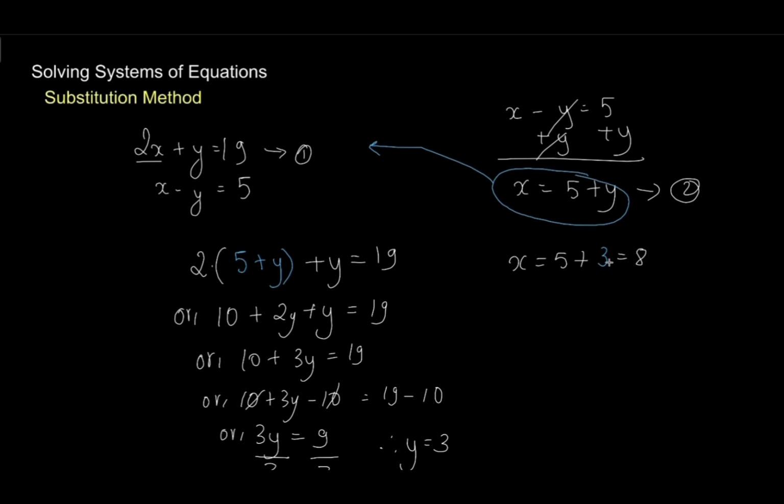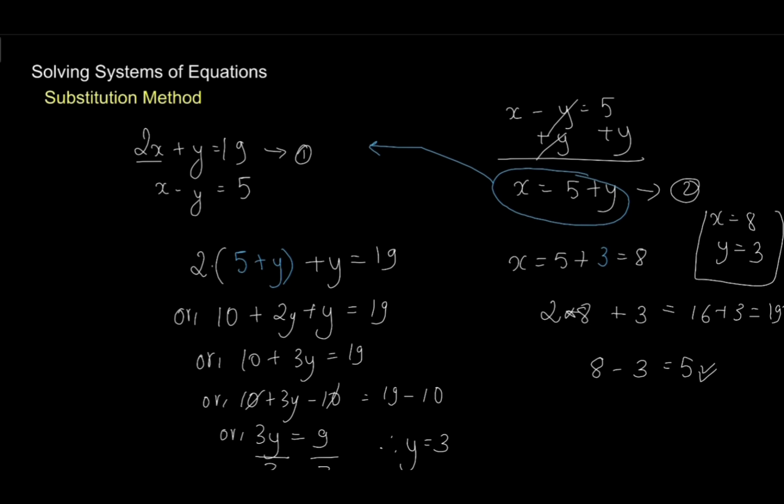Now we have x equals 8 and y equals 3. Let's check. In the first equation, 2 times (x plus y) is 2 times (8 plus 3). That would be 16 plus 3 equals 19. The first equation is satisfied. In the second equation, that is x minus y, 8 minus 3 equals 5. This satisfies the second equation also. So our answer is correct.